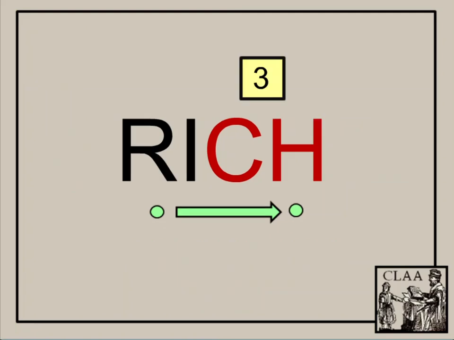We will also find the English letter C in the digraph CH. Here on your screen, you can see the digraph CH in red. Normally, when we see this digraph, we read it with the sound ch, the ecclesiastical sound of the letter C. Let's read this word together. Rich, rich. The sound of the English digraph CH is normally ch.